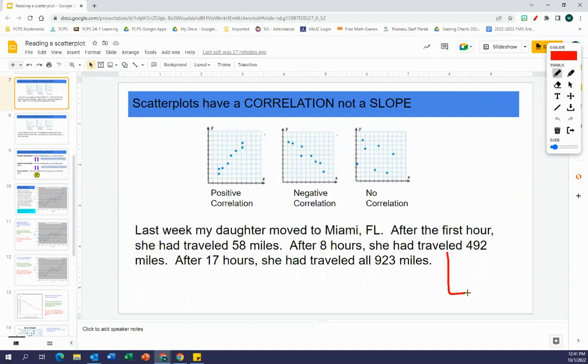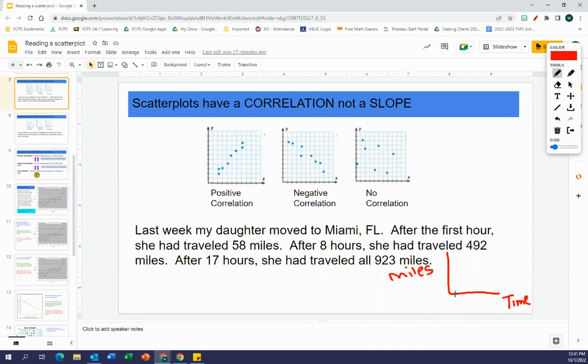So let's make another little sketch. We're going to put time on the x-axis because time is the independent variable. And we're going to put miles on the y-axis because that is our dependent variable. Miles depends on how much time she was driving.